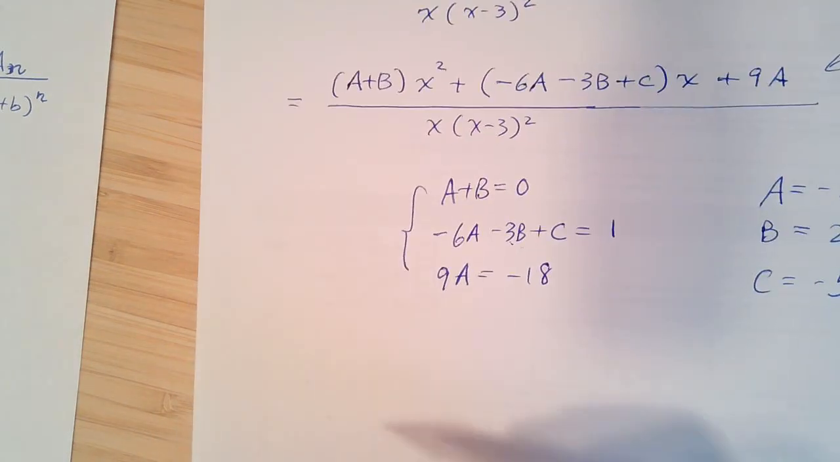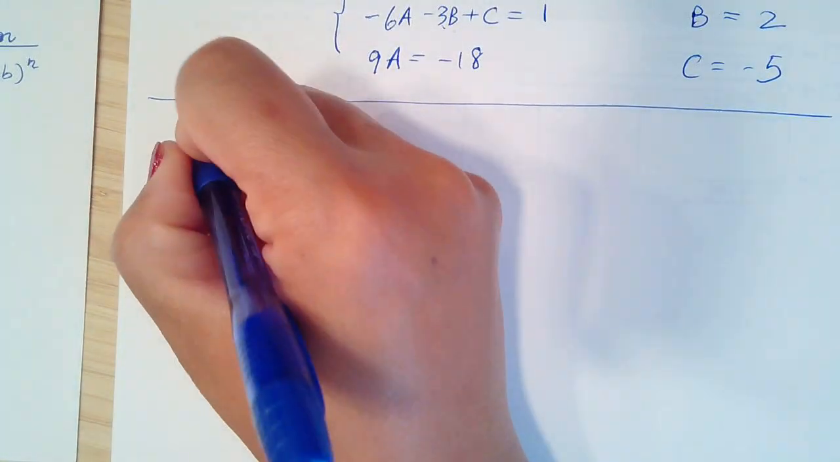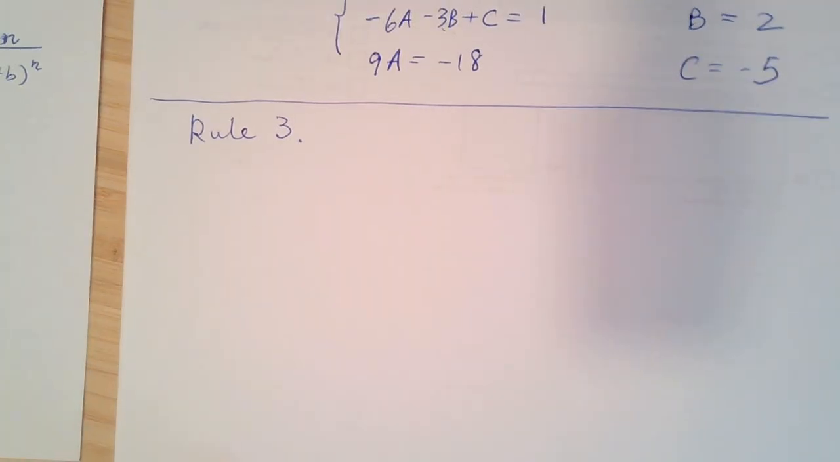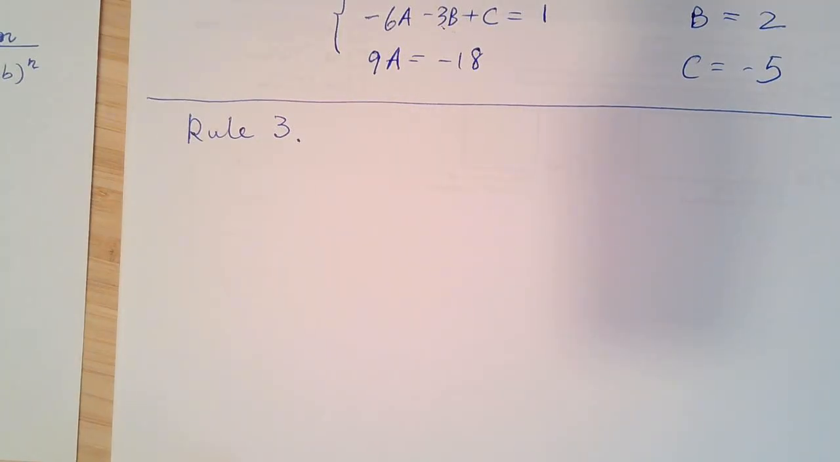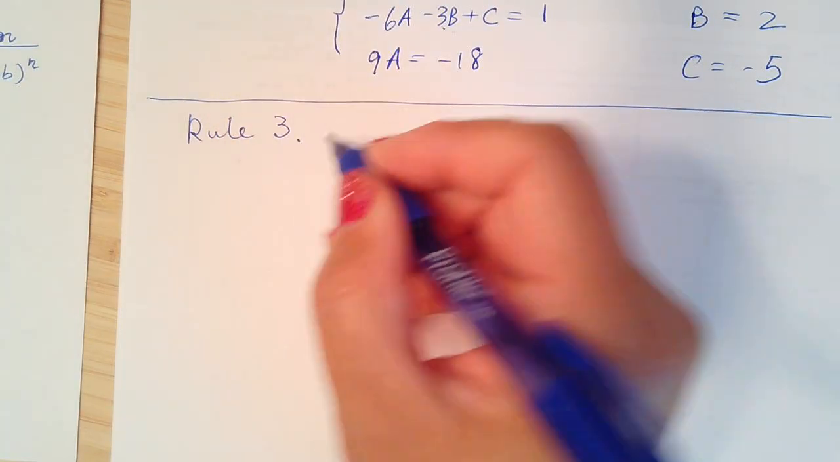All right, now this is the rule number 1, rule number 2, and the last rule, rule number 3. Rule number 3, okay, is this. If the denominator looks like this.